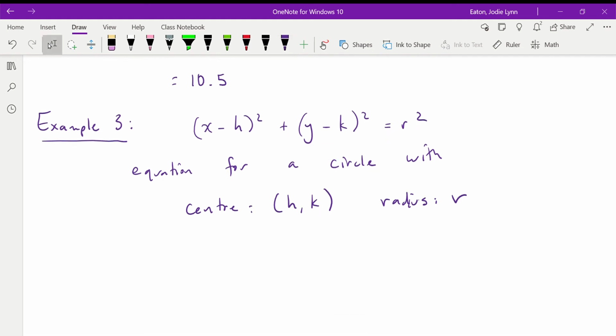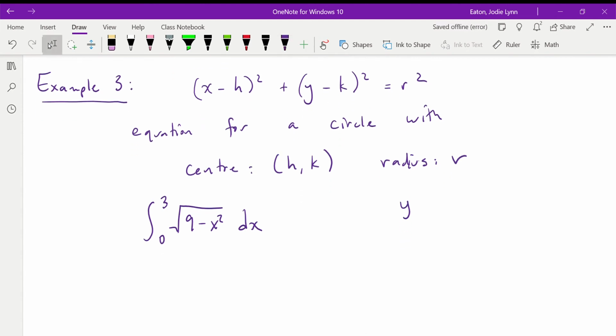Okay, so what that means is that we may be looking at functions that give a half circle. For example 3, let's take a look at the integral from 0 to 3 of the square root of 9 minus x squared dx. Whenever you see a radical of something minus x squared, your mind is going to pop and think, huh, circle. So how do we know what's happening with this circle so we can sketch it and use it to calculate area? Well, we know y is the square root of 9 minus x squared, so y squared is 9 minus x squared, and so we get x squared plus y squared equals 9.